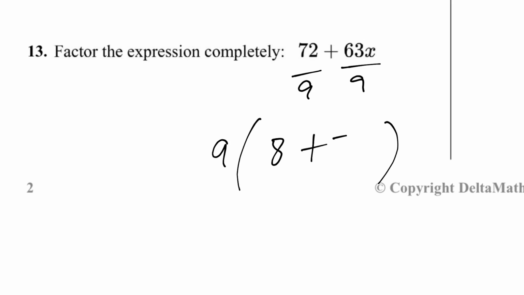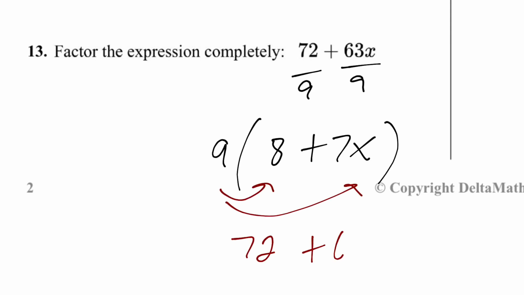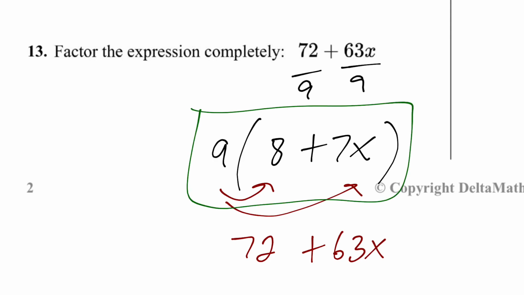To factor something completely, you're looking for the greatest common factor. So think of 72 as 9 times 8, and think of 63 as 9 times 7. They share a factor of 9. So what that means is I can divide both by 9. And when I divide, I can put it outside the parentheses, and I write what's left, 8 plus 7x. And if you do this right, you can then work backwards and end up back where you started. But again, this part right here is your answer.